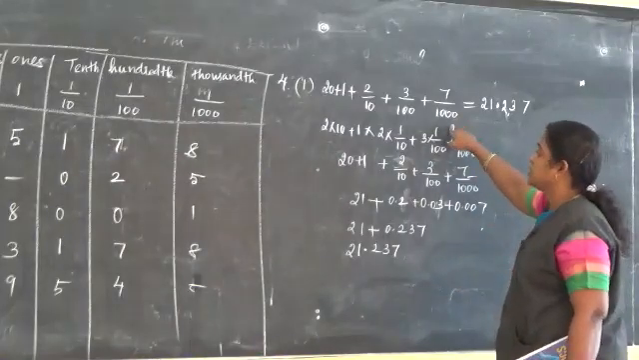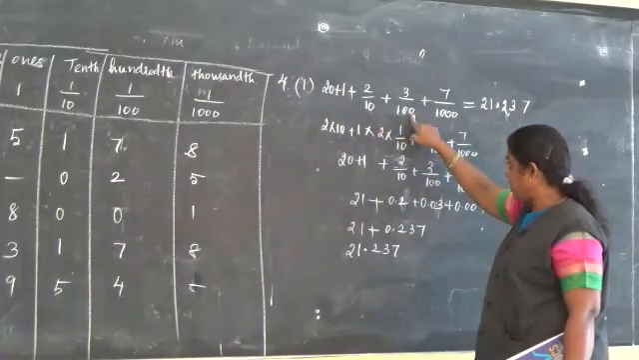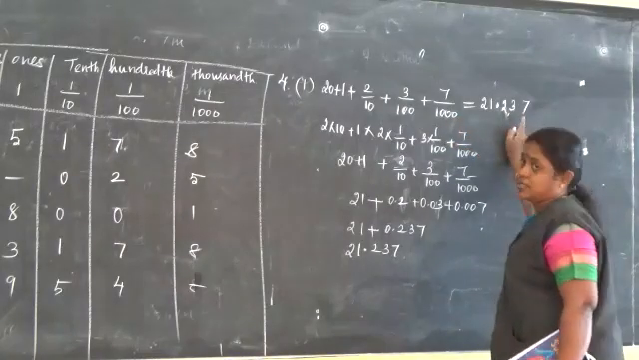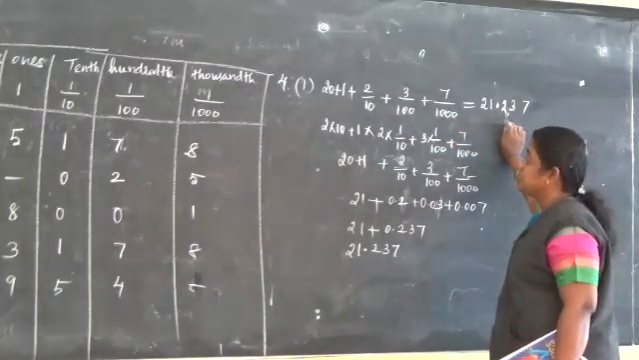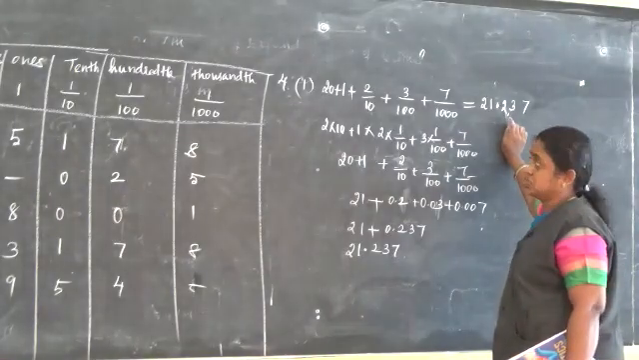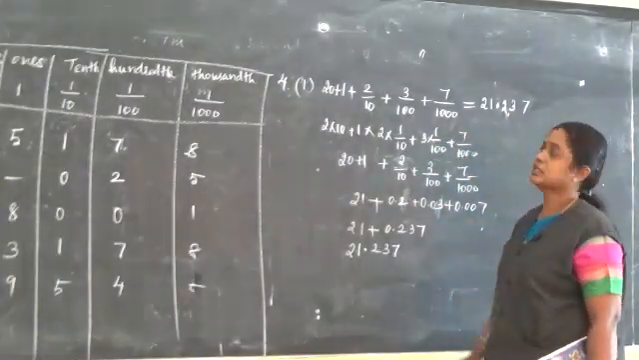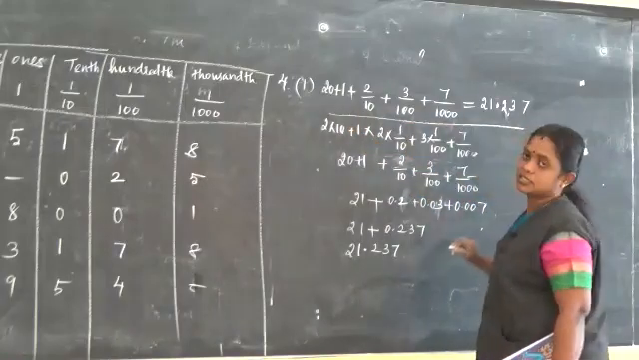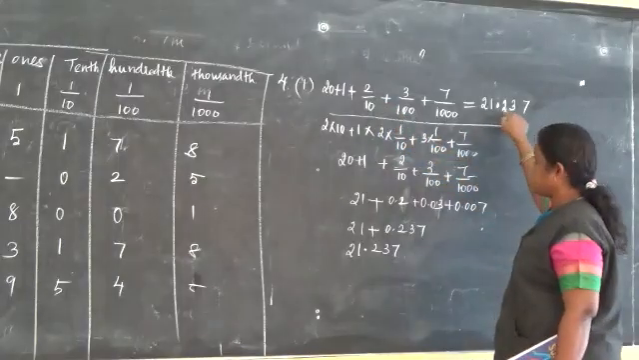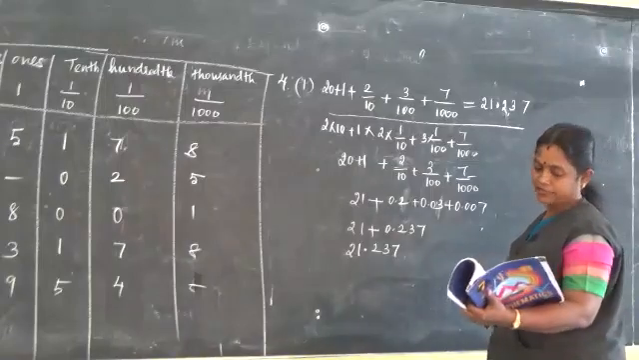Better we will follow this method. You know 2 by 10 means the tenths place. 3 divided by 100 means this is the hundredths place. Divided by thousand means the thousandths place. So from that you can find easily what is the tenths value number, what is the hundredths value number, what is the thousandths value number. This is the easiest way. The other is the lengthiest method, so better we will follow this method. So 20 plus 1, 21, 2 by 10 tenths place, hundredths place, thousandths place, 21.237.